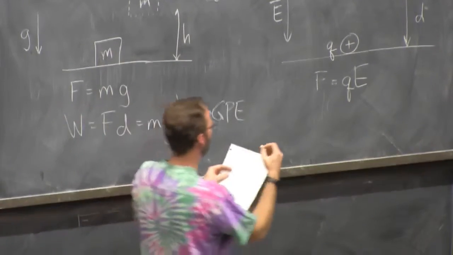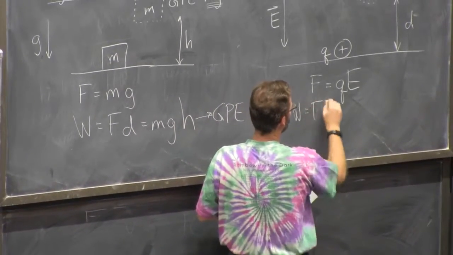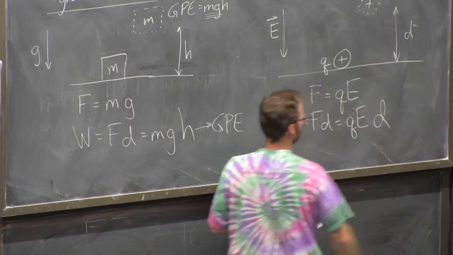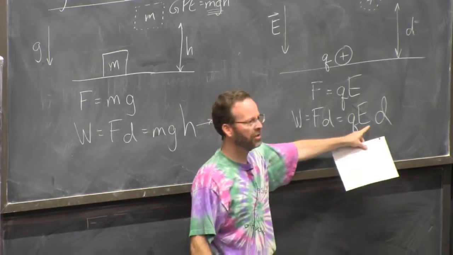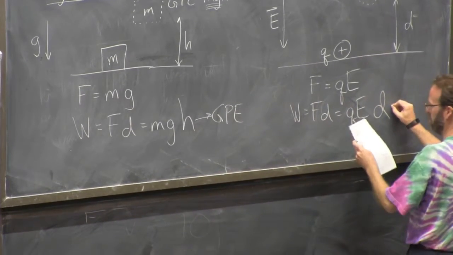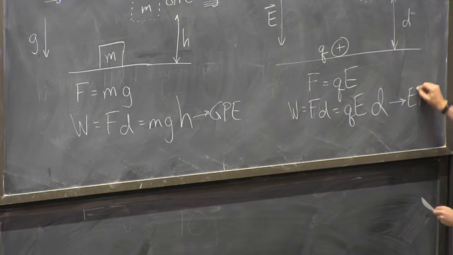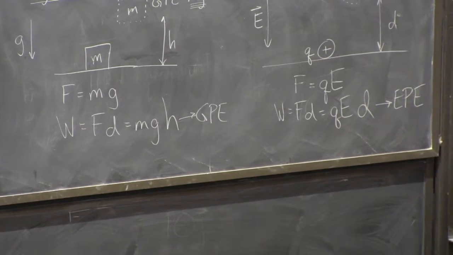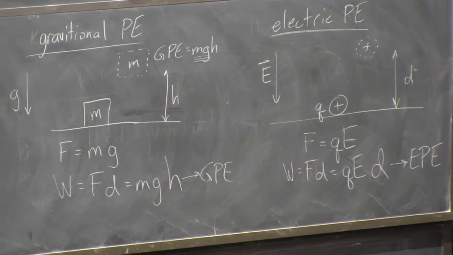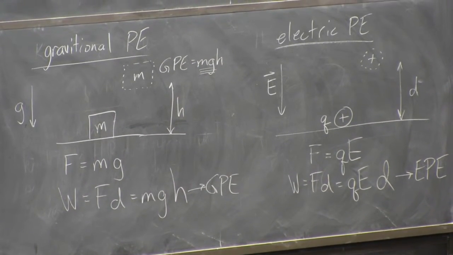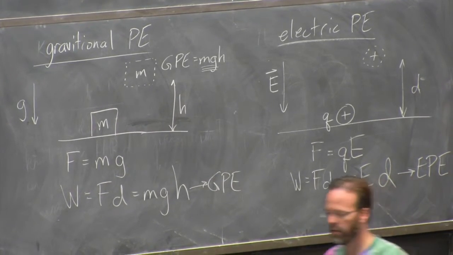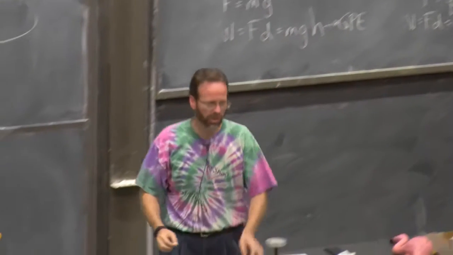So do the same thing over here. Work is force times distance. The force is QE times the distance. That's the amount of energy you'd have to give the charge. And that becomes electrical potential energy. It's still energy, still measured in joules like it was before.